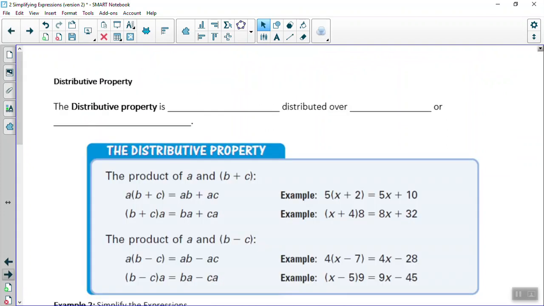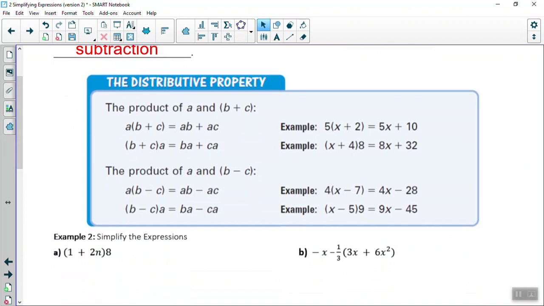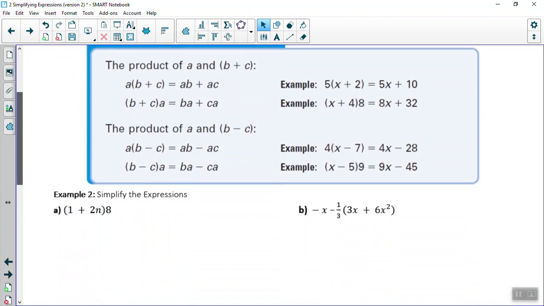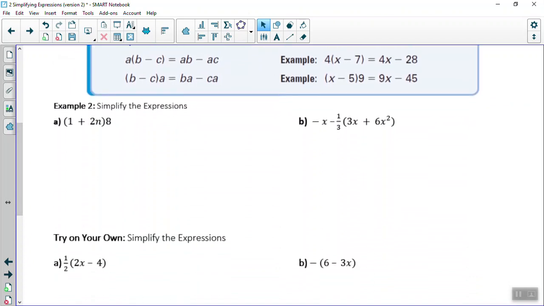Okay, let's go to the next page. And now we're going to talk about the distributive property. So the distributive property is multiplication distributed over addition or subtraction. All right, so here's just the general rules of the distributive property and how it can work, and then some examples with numbers and what it looks like. So let's come down here and take a look at these actual examples.